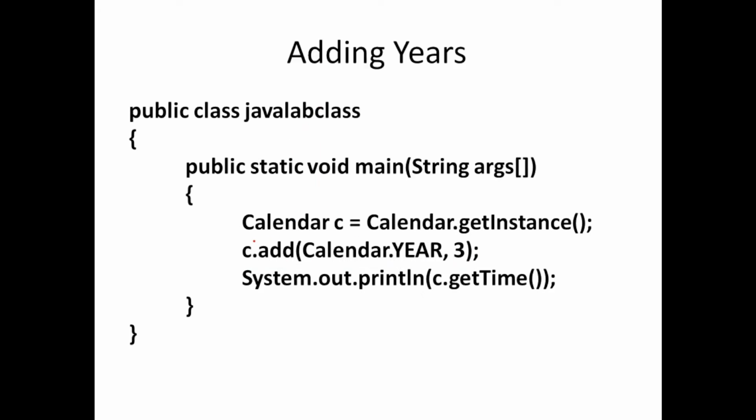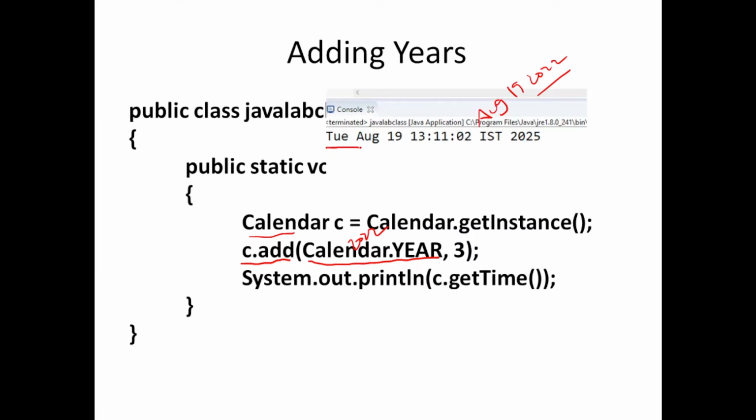So you can also add years the same way. You call c dot add, and then you invoke calendar dot year. So if the date is August 19, 2022, what will be the year taken here? 2022, and 3 years will be added. So if you add 3 years, the date that will be coming after 3 years from now is displayed here. So it's August 19th, 2025. So you can manipulate the calendar instance, like you can add days to the instance, you can add months to the instance, you can add years to the instance.